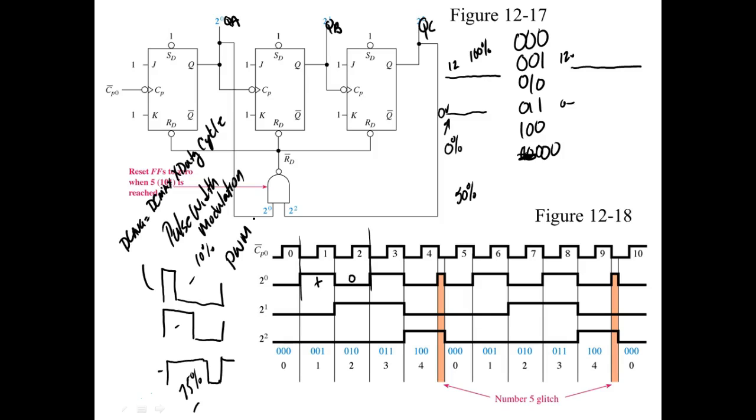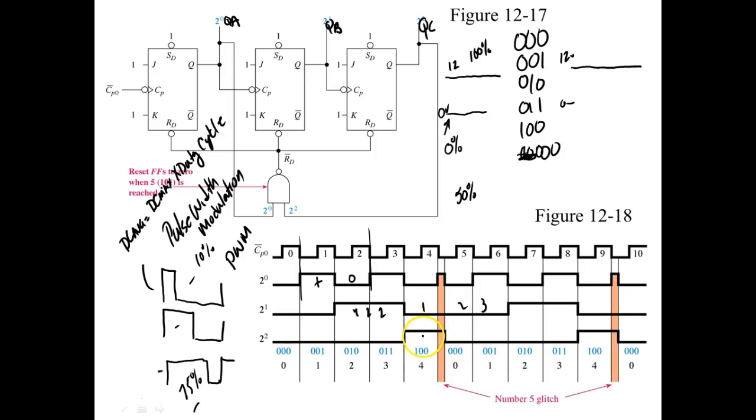But what happens if I do this? Let's look at the duty cycle here. So this is 1, 2. This is 1, 2, 3. So I'm not having a 50% duty cycle anymore. So anytime you come up with a modulus that's not a multiple of a power of 2 (4, 8, 16), then you're going to end up with duty cycles that are not 50%.